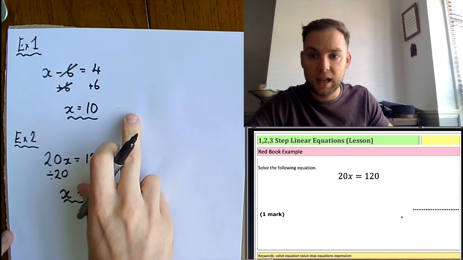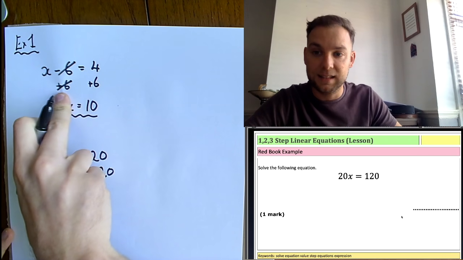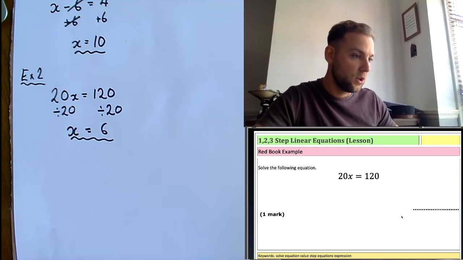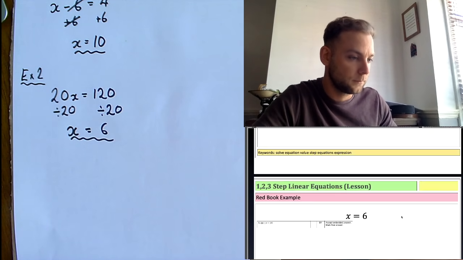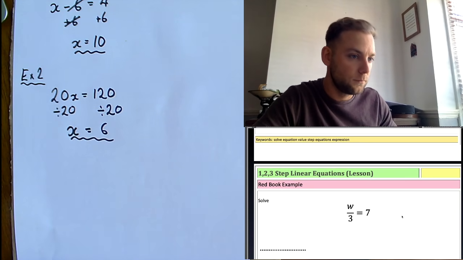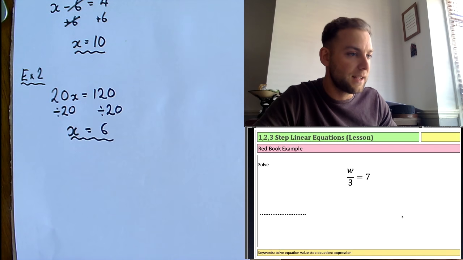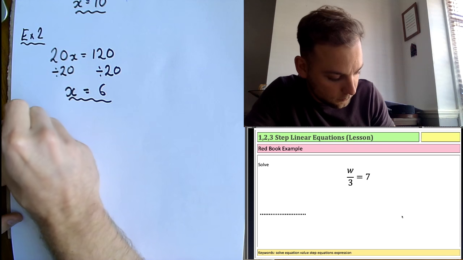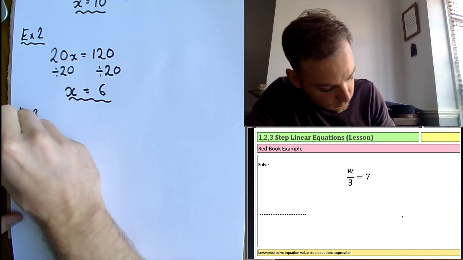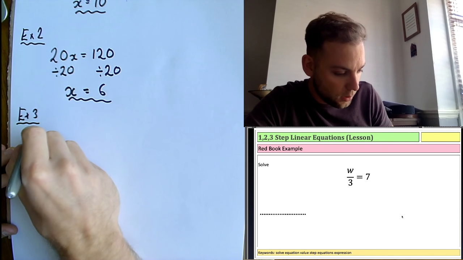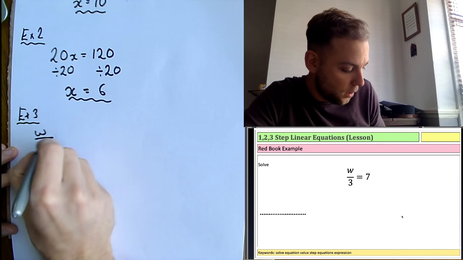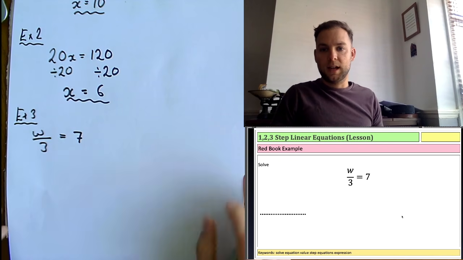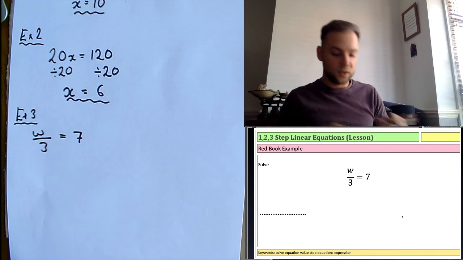So with this one here, to get rid of the minus, I add 6. With this one here, to get rid of that times, I divide by 20. So let's have a look at another one. So with this example here, example now 3, here we've got w over 3 is equal to 7. Now the question you've got to be asking yourself is, what does that over mean?